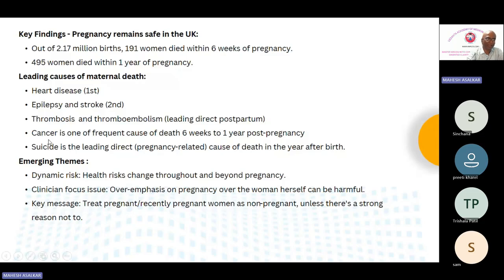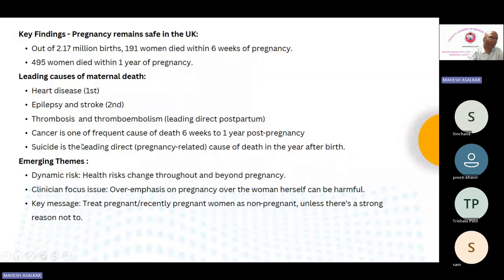Okay. Then cancer is one of the frequent cause of death between 6 weeks to 1 year post pregnancy. This also we will see, that between 6 weeks, these are the late death. Okay, so in the late death, the cancer is one of the important cause for the mortality. Then suicide is the leading direct cause, pregnancy related cause of death in the first year of the birth.